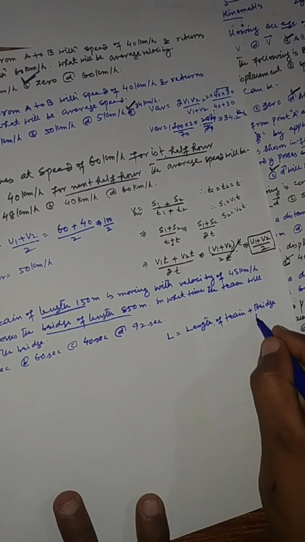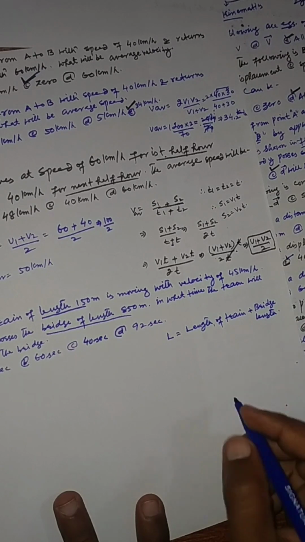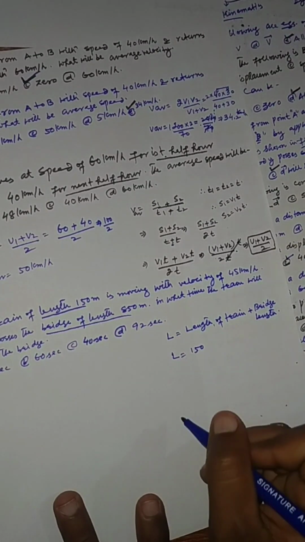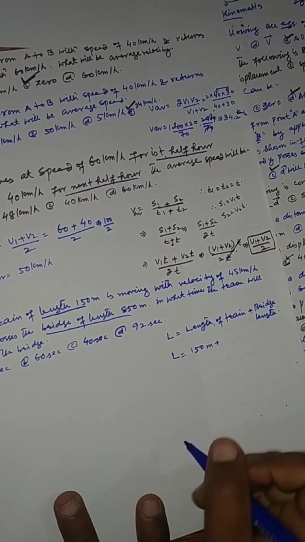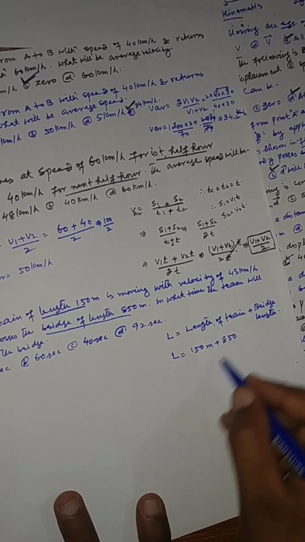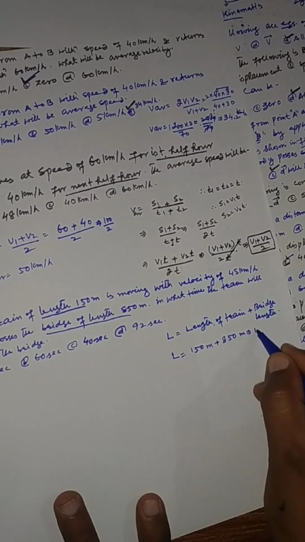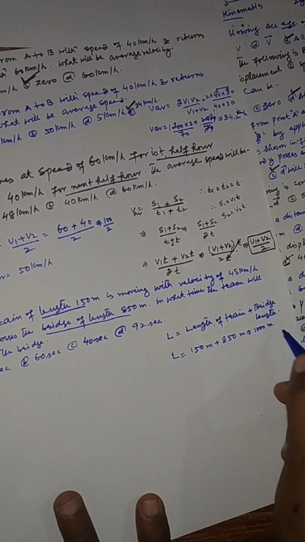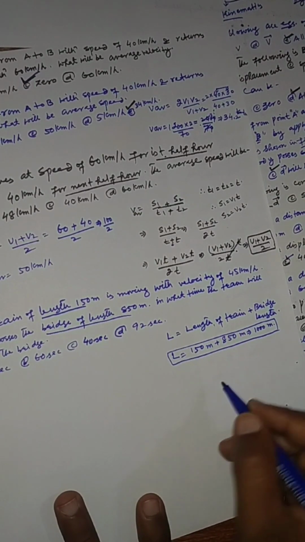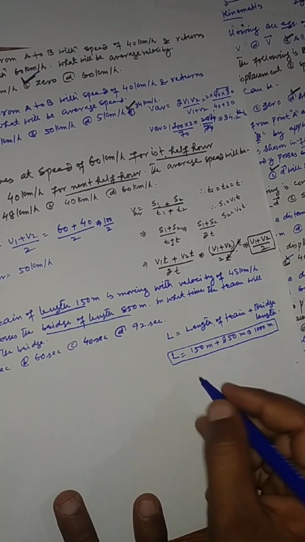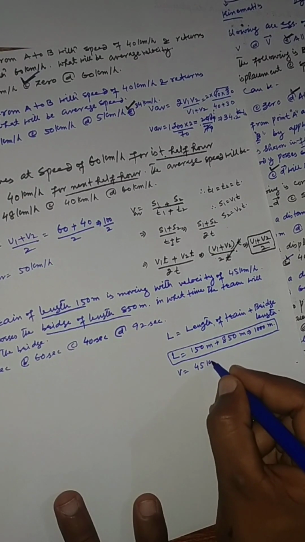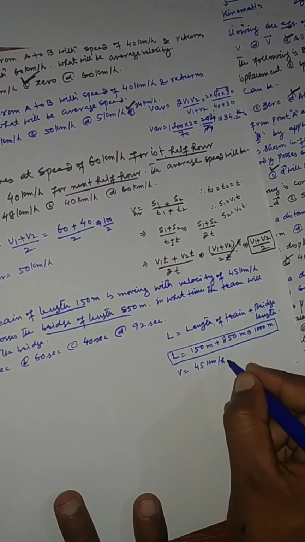Okay, bridge length. So we get the length of the train is 150 meter and the length of the bridge is 850 meter. This comes out to 1000 meter. So the total length is 1000 meter. Okay, then with what velocity? Velocity is given as 45 kilometer per hour.